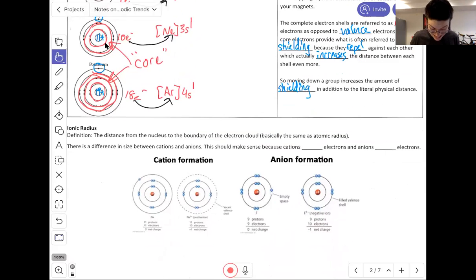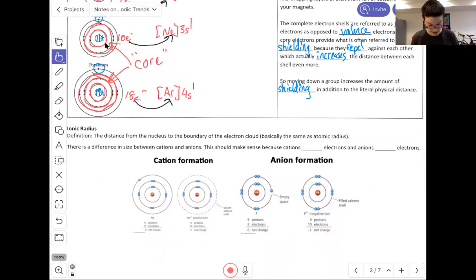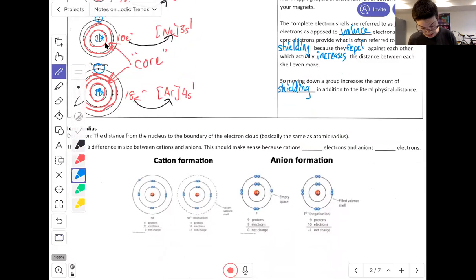And we're going to talk about ionic radius. So ionic radius, well, it's not much of a difference in definition because it's basically the distance from the nucleus to the edge of the electron cloud, but instead of an atom, we're talking about an ion. The difference is we have two different types of ions. We have cations and we have anions, and they do different things because they're different types of ions.